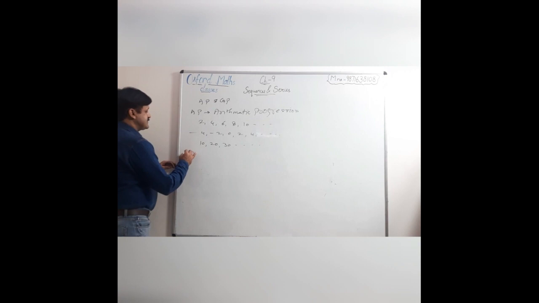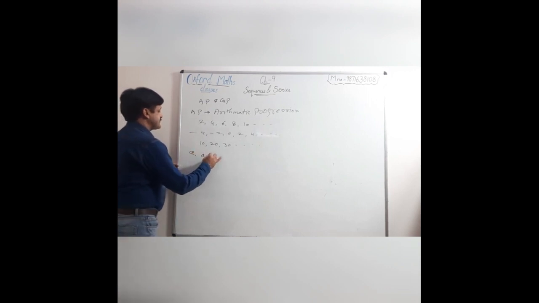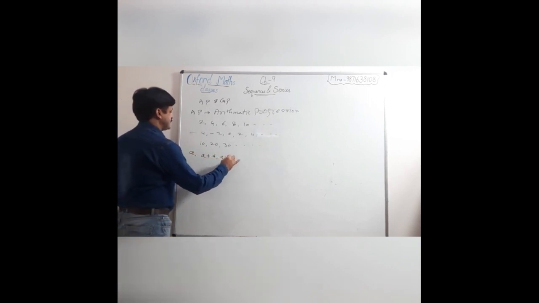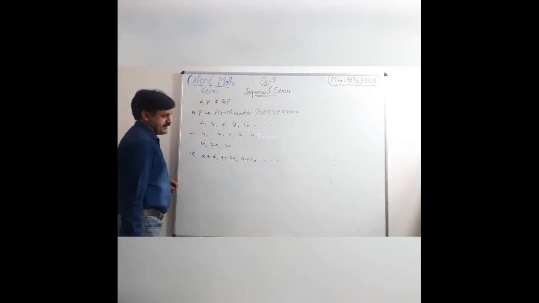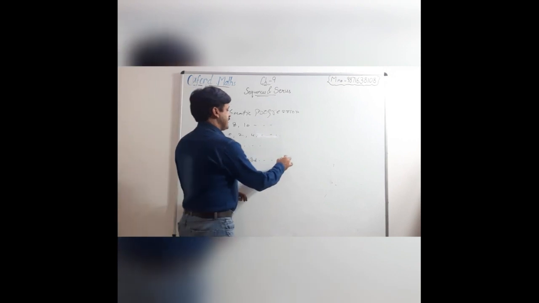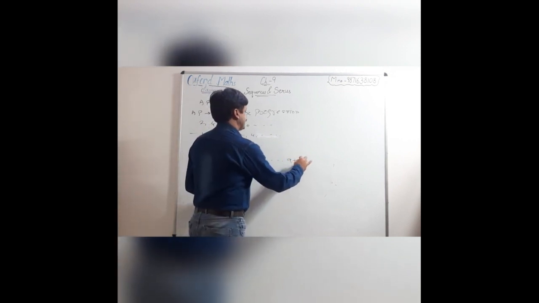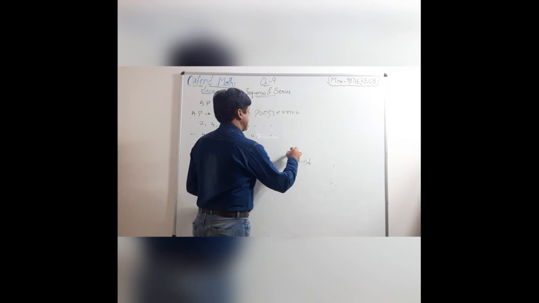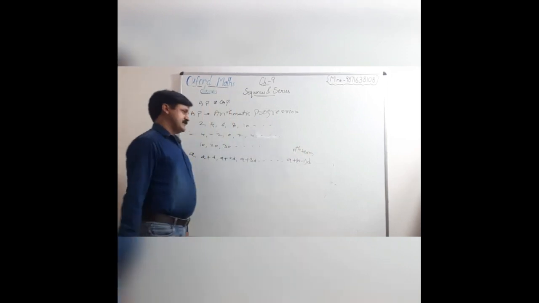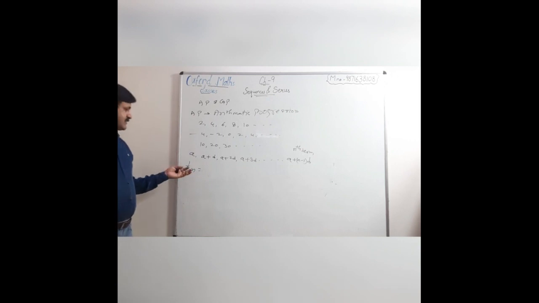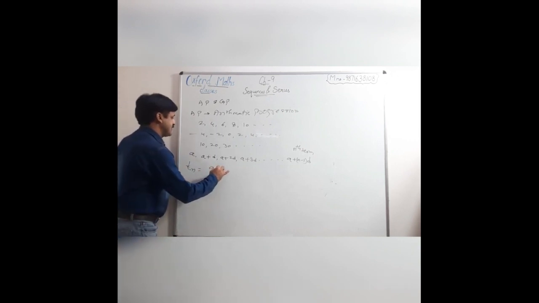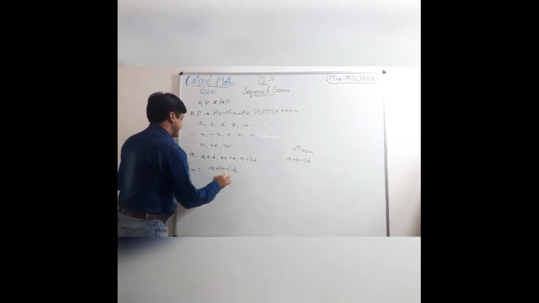Its general terms are a, a plus d, a plus 2d, a plus 3d, and so on, and its nth term is a plus n minus 1 into d. Nth term formula: Tn means find any term, or we say that the nth term Tn is equal to a plus n minus 1 into d. And the sum Sn.